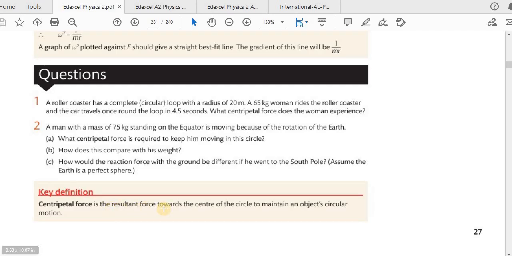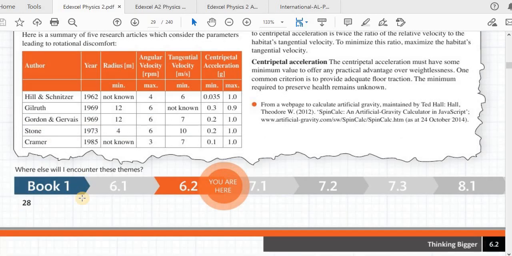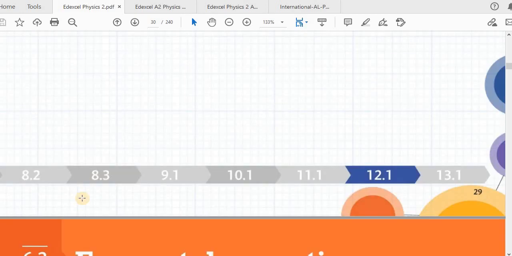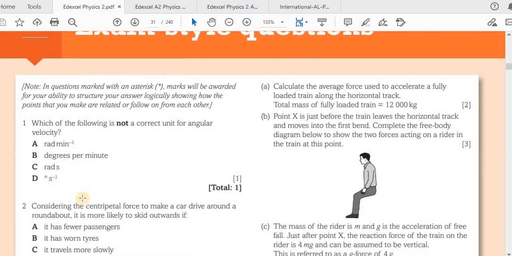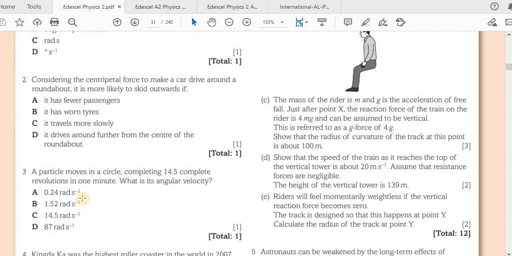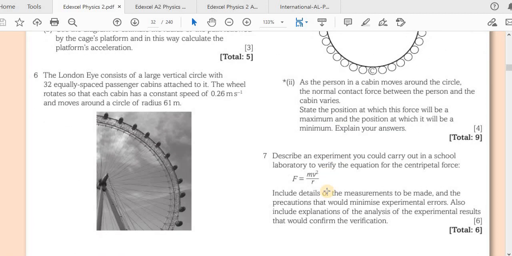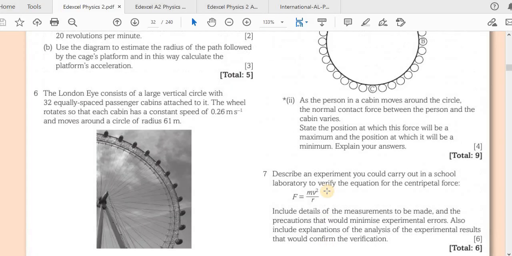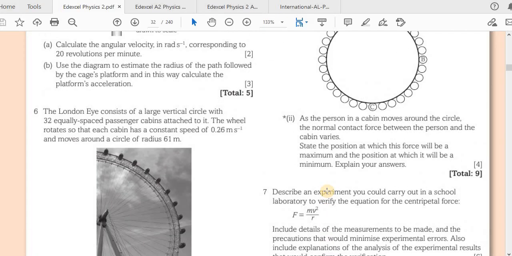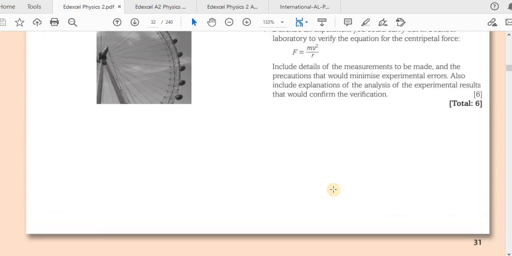Alright, so centripetal force is the resultant force towards the center of the circle to maintain an object's circular motion. Again, these definitions you see here in red are very important. Make sure you memorize them with understanding. And I think that's the end of the lesson. Make sure you answer all these questions, including the questions which were throughout the chapter. Go through those examples, then do the questions that follow them, and make sure you answer the end of chapter questions as well. So you may have to figure out what is the centripetal force. It can be just one force, it can be the resultant of more than one force. So you have to be able to figure that out. And that is the end of that.